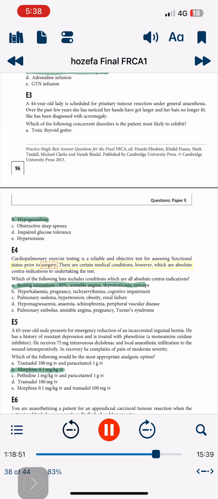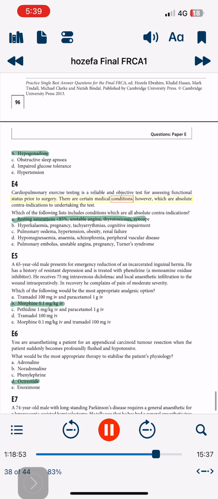Cardiopulmonary exercise testing is a reliable and objective test for assessing functional status prior to surgery. There are certain medical conditions, however, which are absolute contraindications to undertaking the test. Which of the following lists includes conditions which are all absolute contraindications? A. Resting saturations less than 85%, unstable angina, thyrotoxicosis.